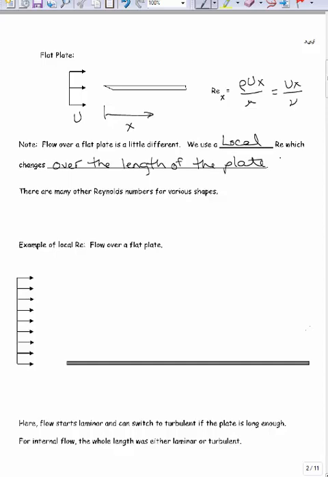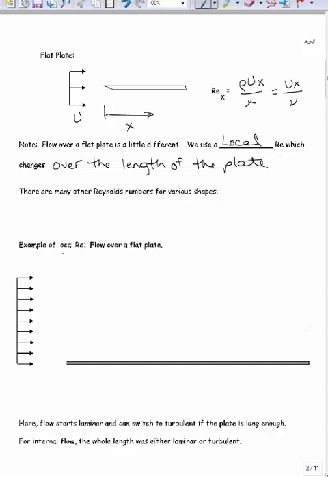There are all kinds of different Reynolds numbers for various shapes, and sometimes if you're doing the experiments yourself, you have to figure out what length scale you think is the most important for whatever object you're testing, and then create a Reynolds number based on that. We use Reynolds numbers because it's a major non-dimensional parameter, so if you want to plot some experimental results, usually you're going to do it versus Reynolds number.